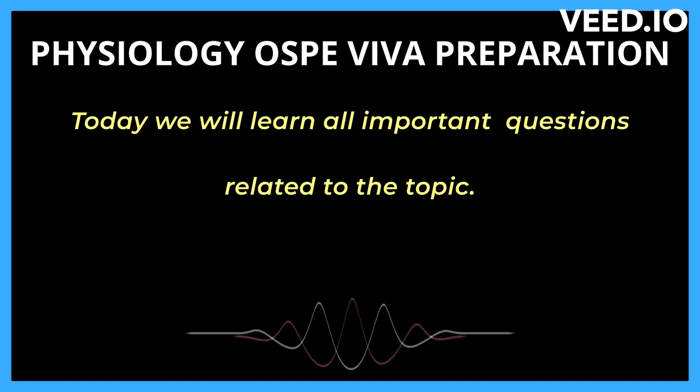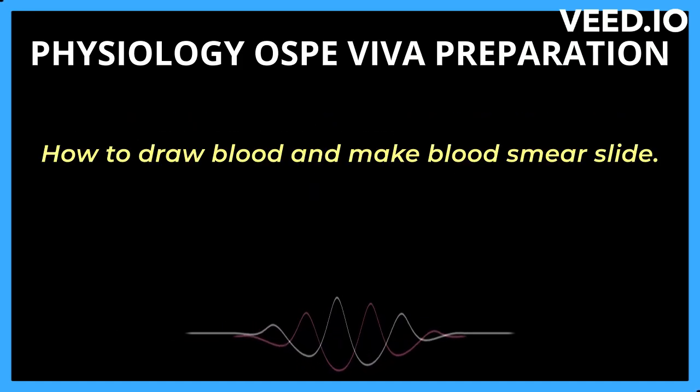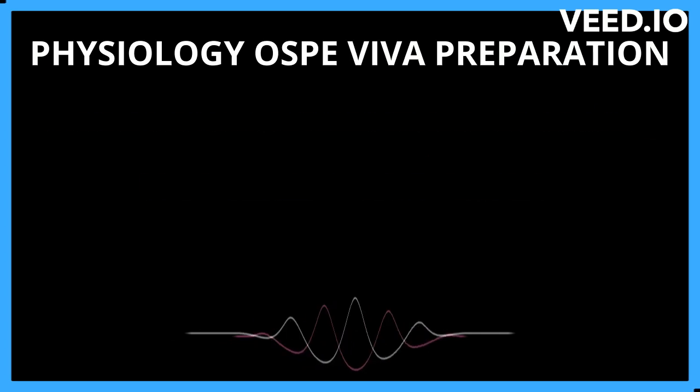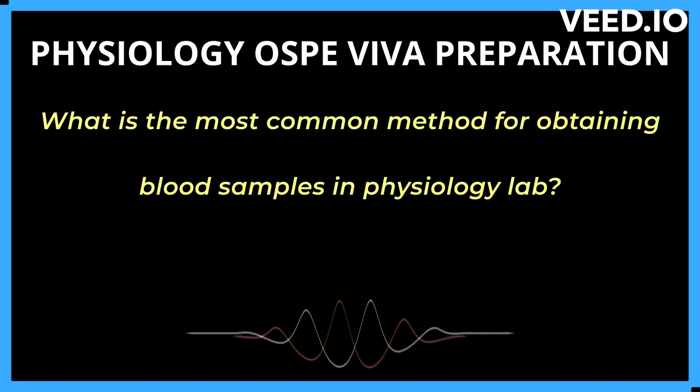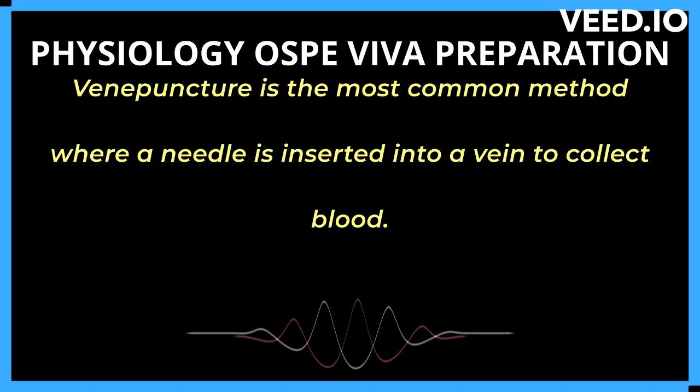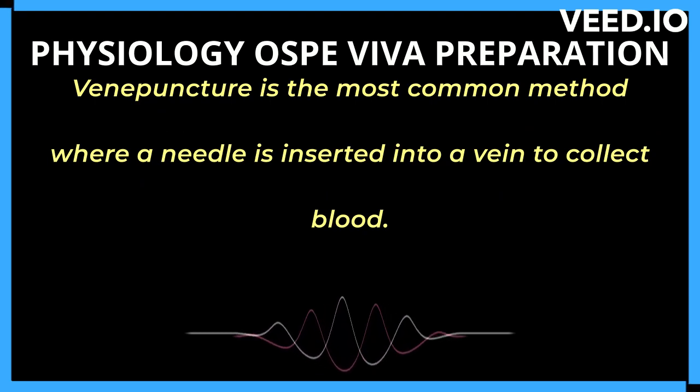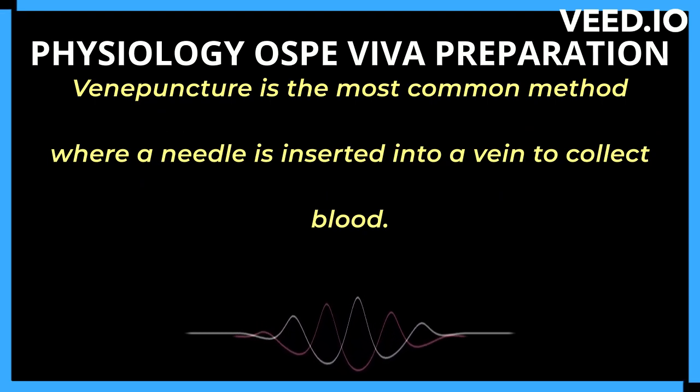Today we will learn all important questions related to the topic, how to draw blood and make blood smear slide. What is the most common method for obtaining blood samples in physiology lab? Venipuncture is the most common method, where a needle is inserted into a vein to collect blood.